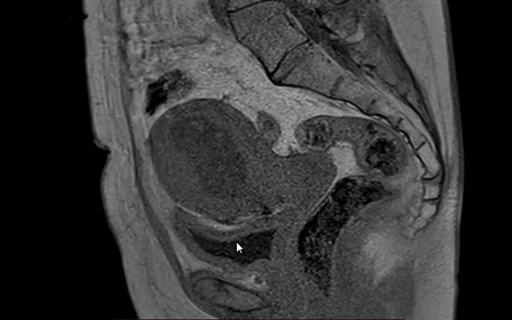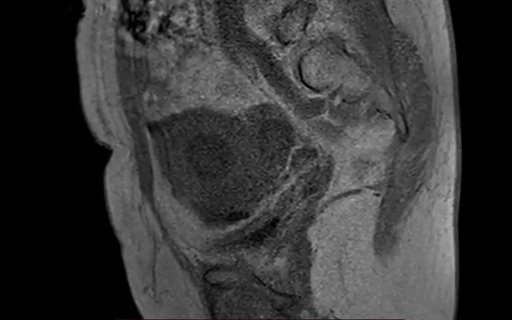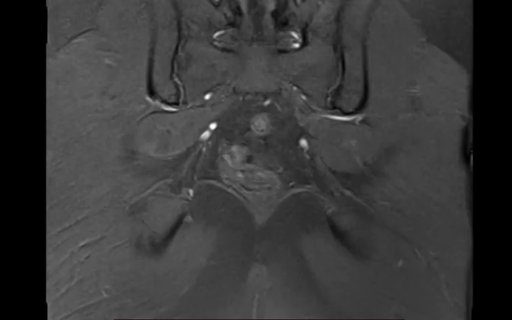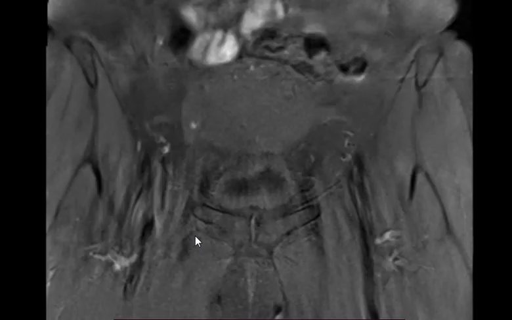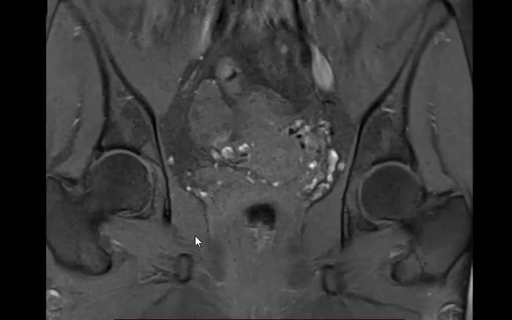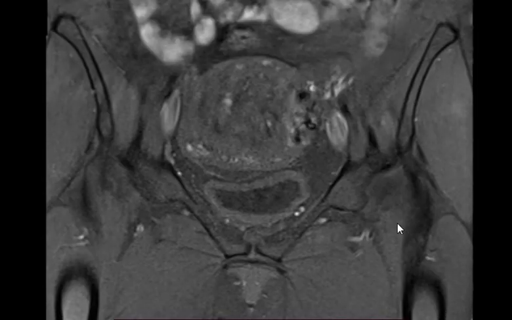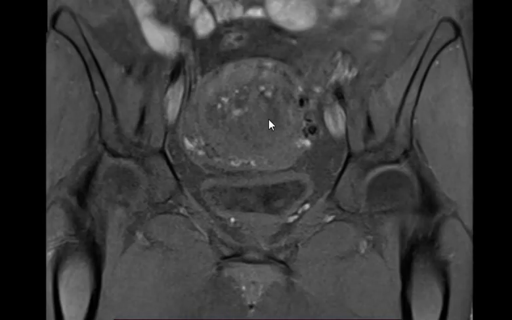Look here, the post contrast. This is T2 fat sat post contrast, no, this is T1. So T1 post contrast showing.